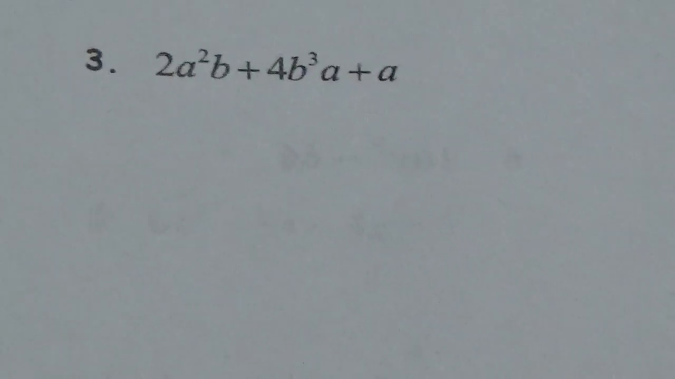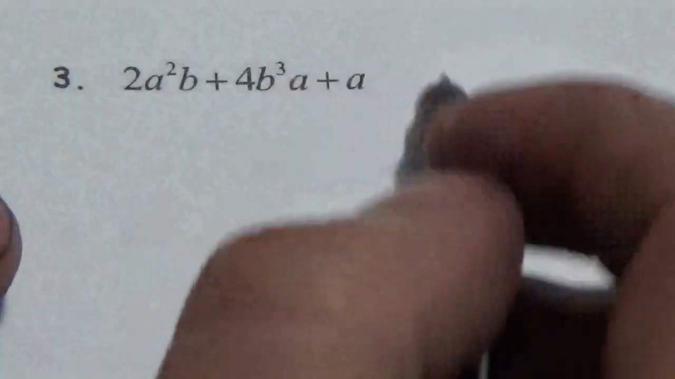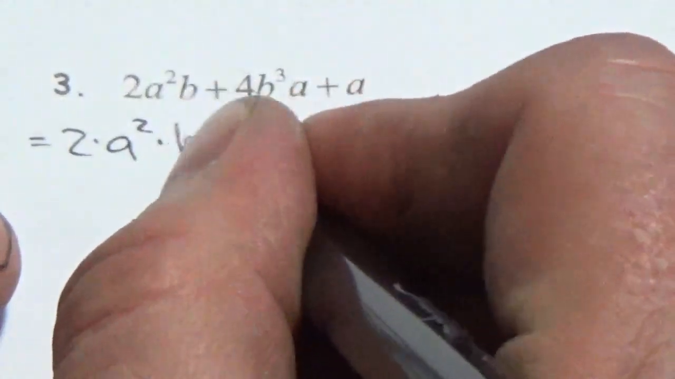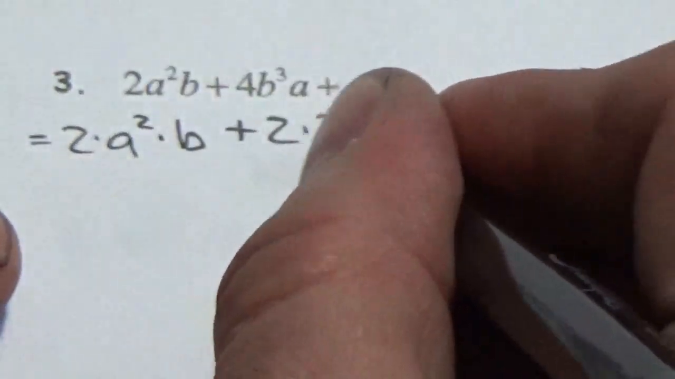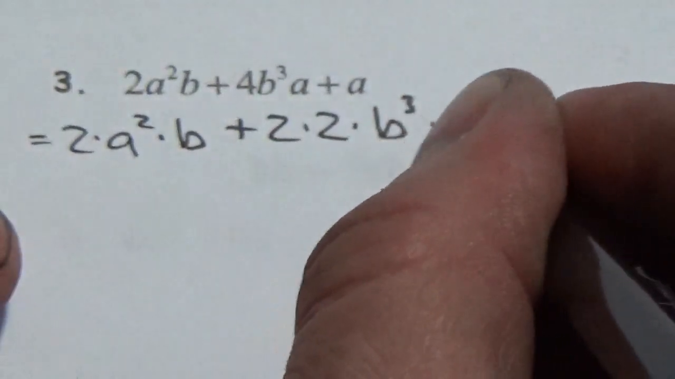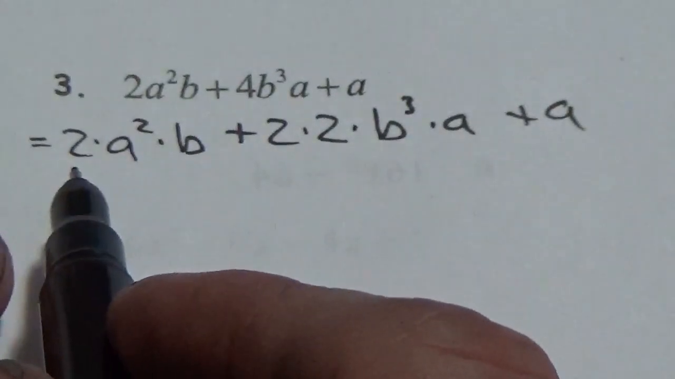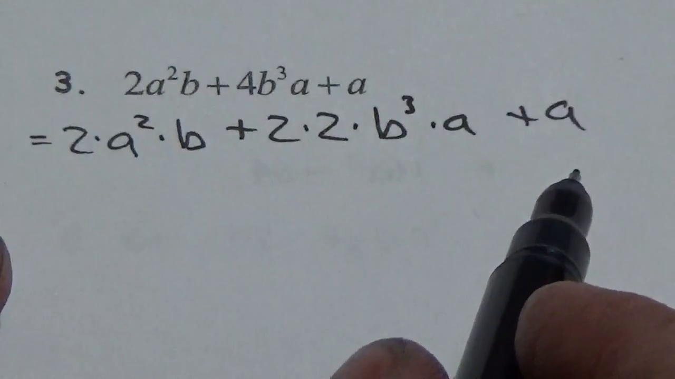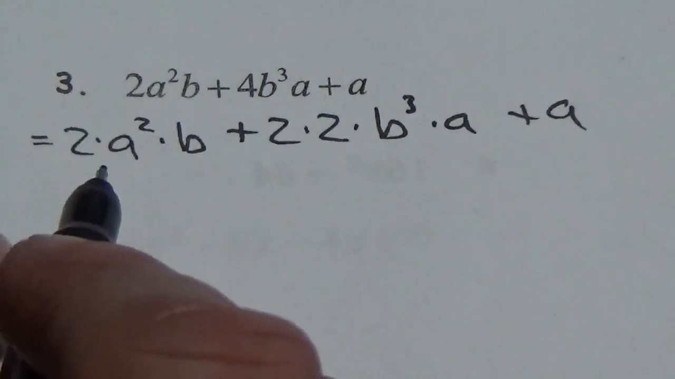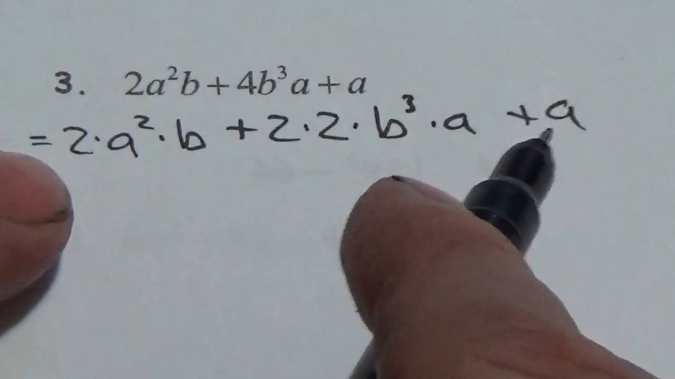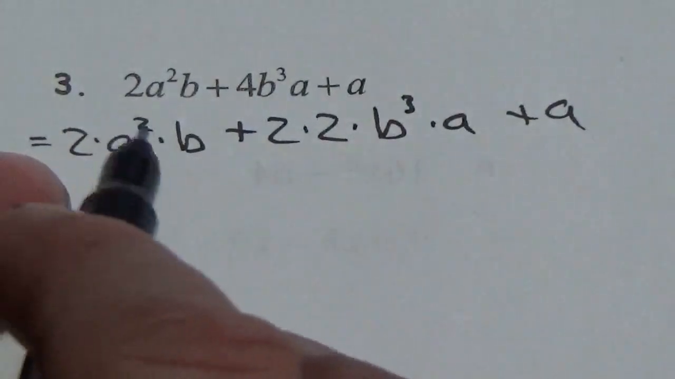Let's take a look at this one. Now, normally what I would do is I would break that 4 apart. Well, we might as well do it. This is 2 times a squared times b plus 2 times b cubed times a plus a. Now, what I'm looking for is something that's common to all three of these terms here. I see a factor of 2 here and a couple of factors of 2 here, but there's nothing here. I see a factor of a squared here.